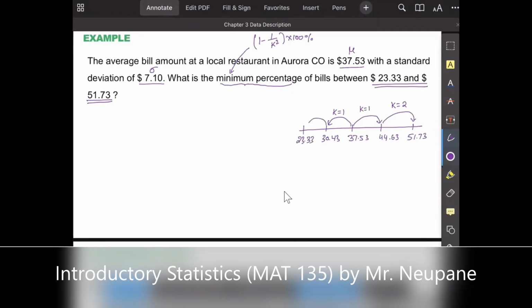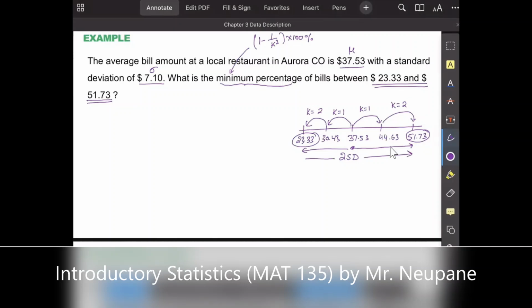23.33. So we go 2 standard deviation down. So you can see that when we go 2 standard deviation up, we got this value. When we go 2 standard deviation down, we got this value. That means these two values, 23.33 and 51.73, are within 2 standard deviation, right? So this is 2 standard deviation of the mean.